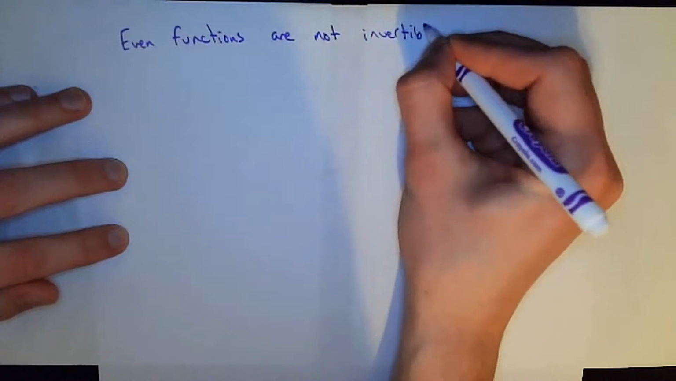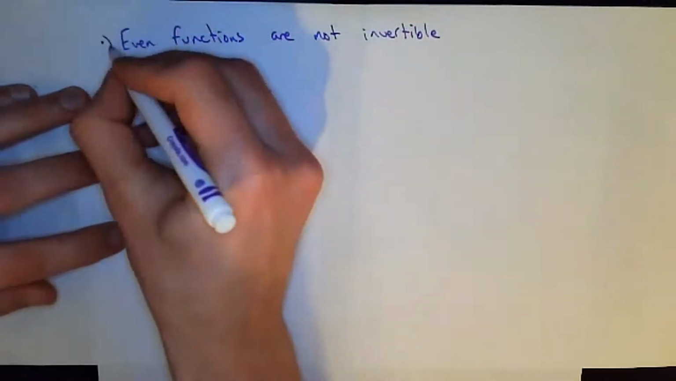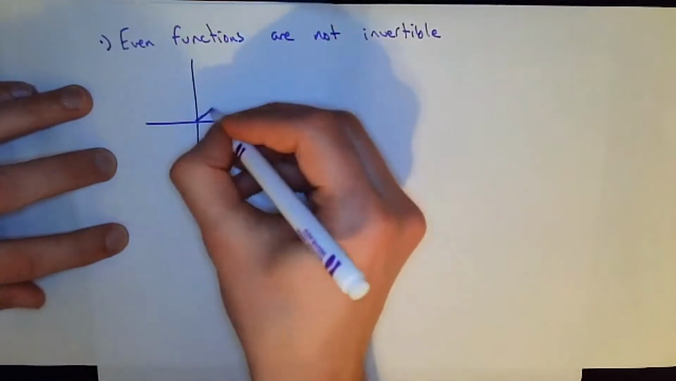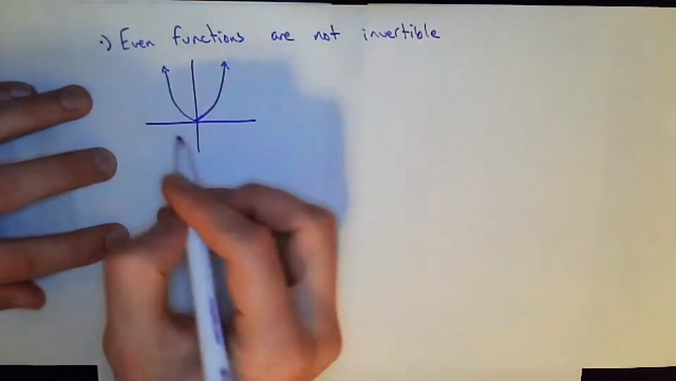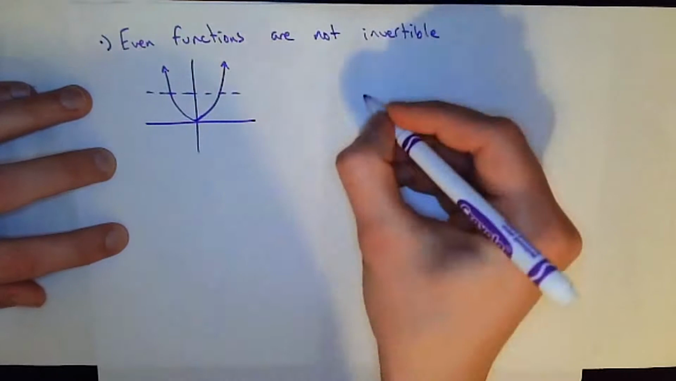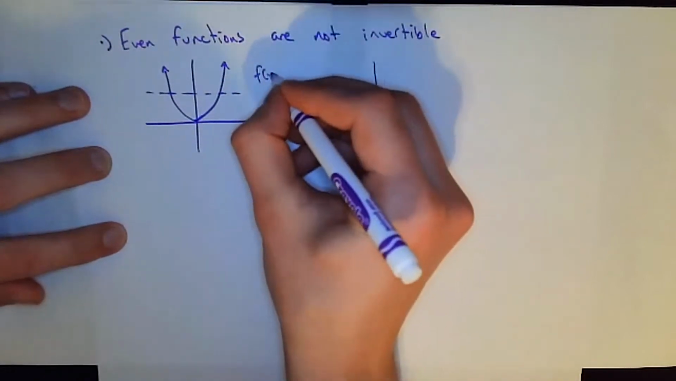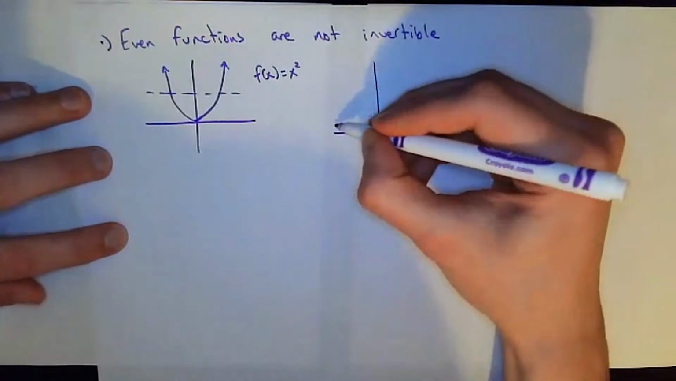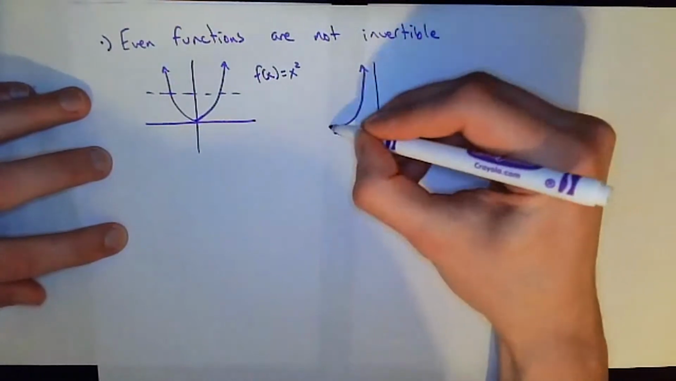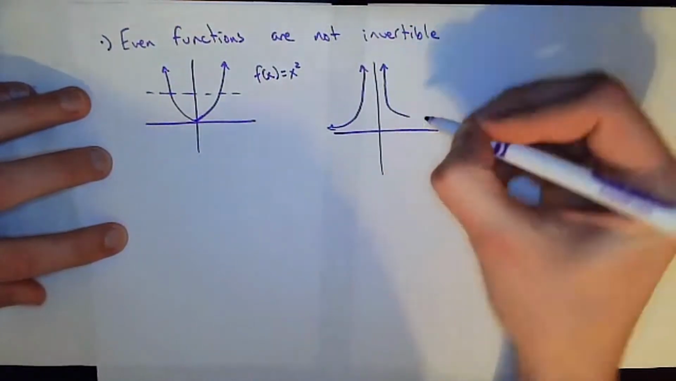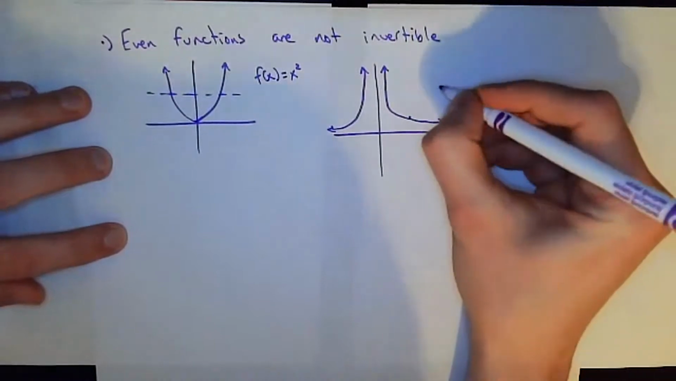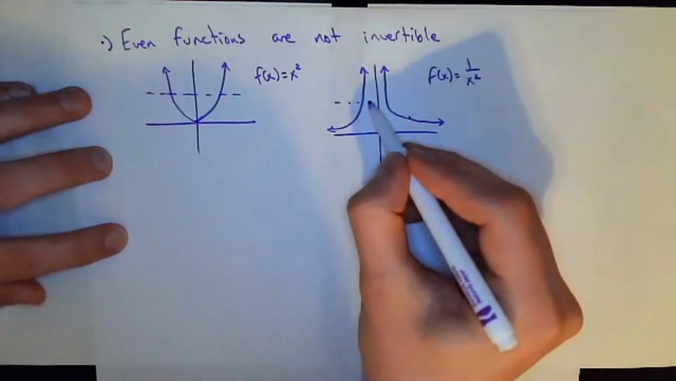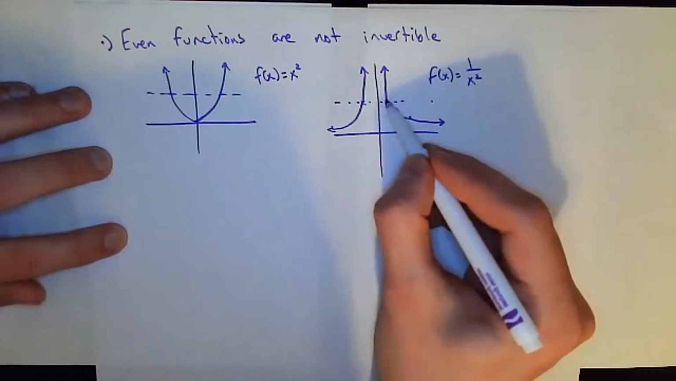For our purposes, the even functions we have are not invertible. So things like the parabola x squared, right? You see why it's not invertible. It's going to fail that horizontal line test. So this is f of x equals x squared. Or maybe 1 over x squared. That would also fail, right there and there.